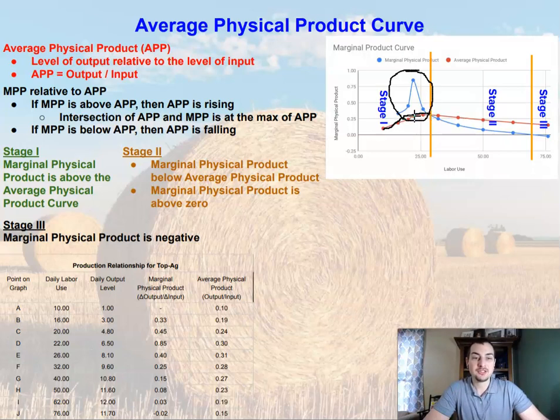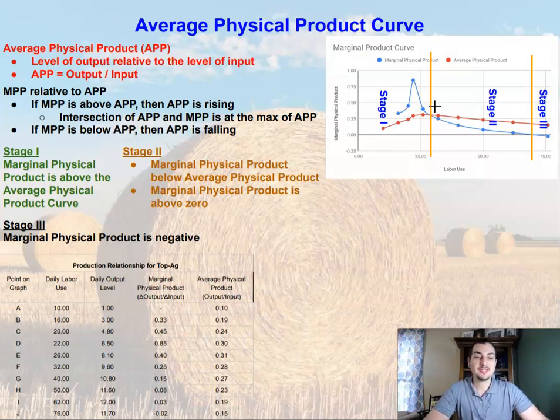So our efficiency per hour for this production unit, or for this scenario, for a hypothetical company called TopAg, they're actually going to become more efficient on a per unit of input basis. So it's actually at the end of stage 1 that this company is going to be the absolute most efficient. That's where this 0.31 is going to occur. So efficiency on a per unit basis is increasing in stage 1.